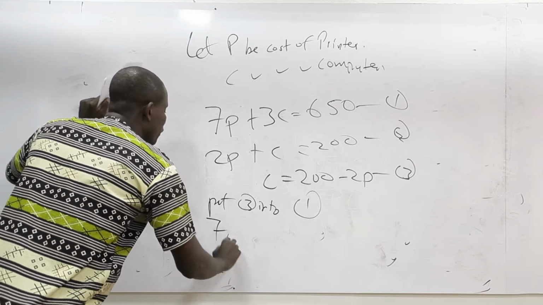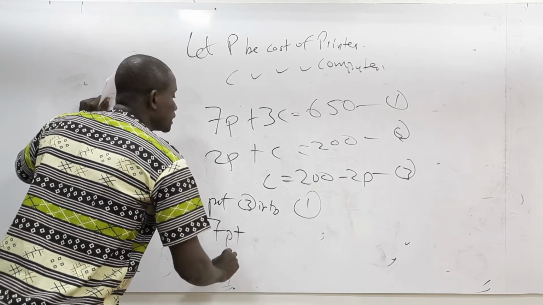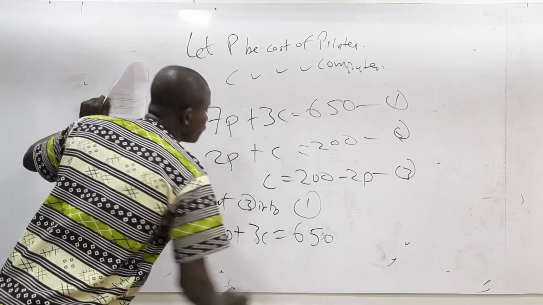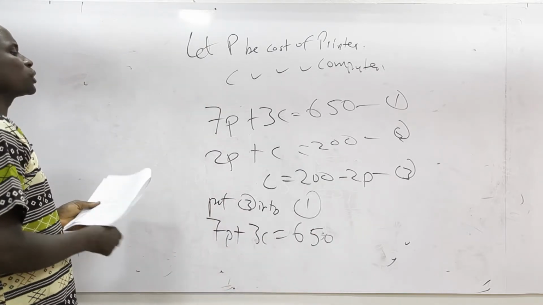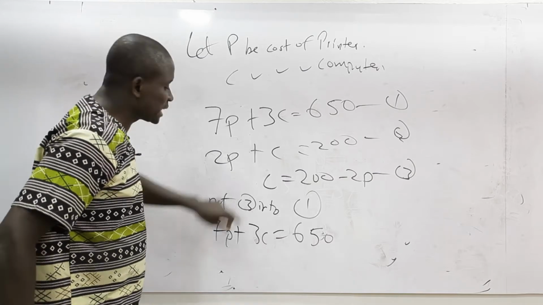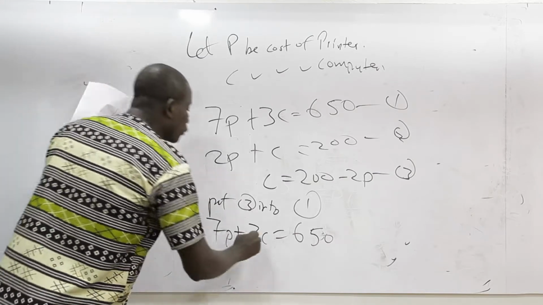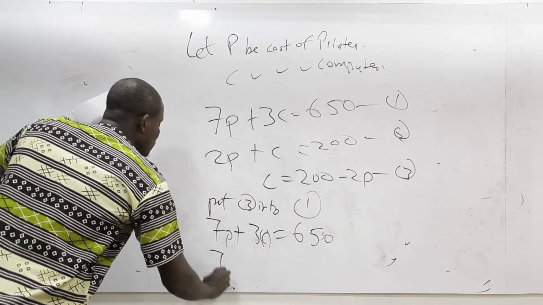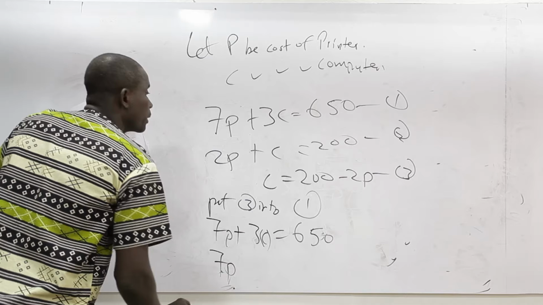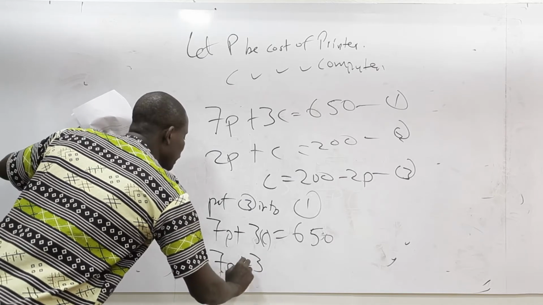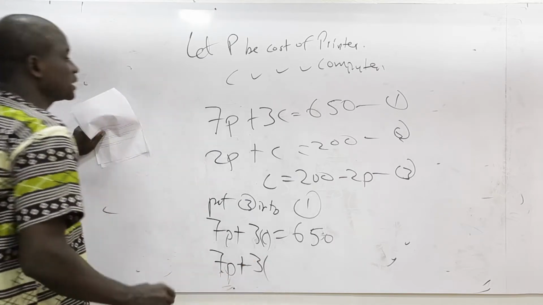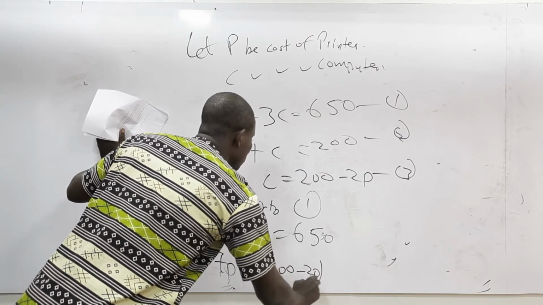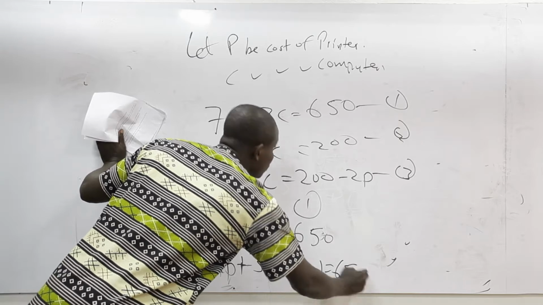So that will be 7P plus 3C is equal to 650. Then you come back to see, why did you make C the subject? Well, you have to bracket C like this, and then lift this and put it there. So we have 7P plus 3, into bracket, what is C? 200 minus 2P, right? Is equal to 650.